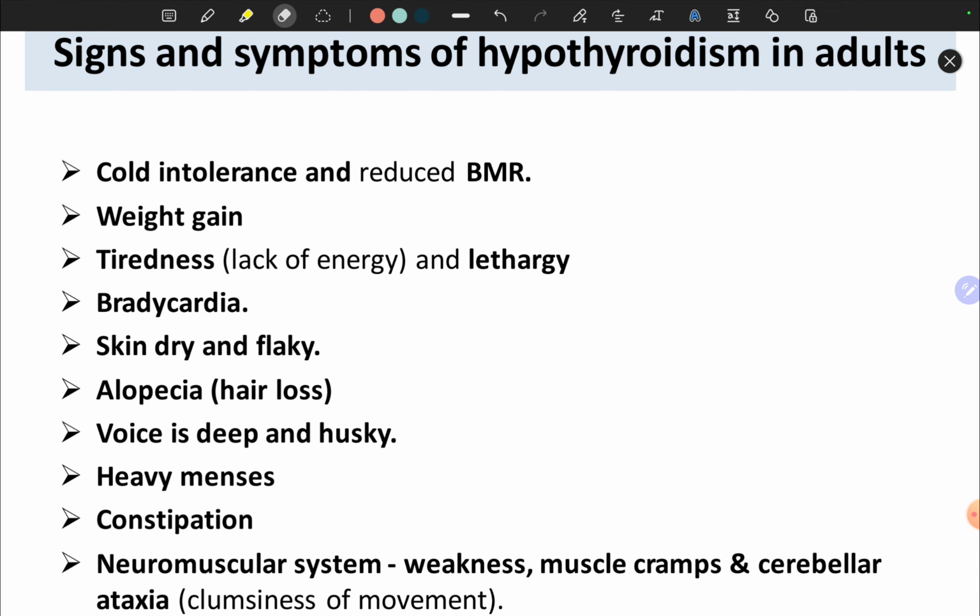But Hashimoto's is autoimmune, not infection. Antibodies are formed against the cells. Now there will be destruction of the cells or occupying the receptor, the TSH receptor, and there will be blocking of the pathways.